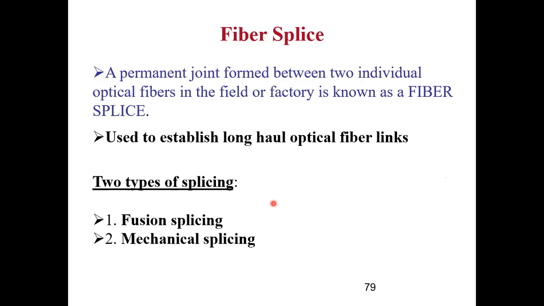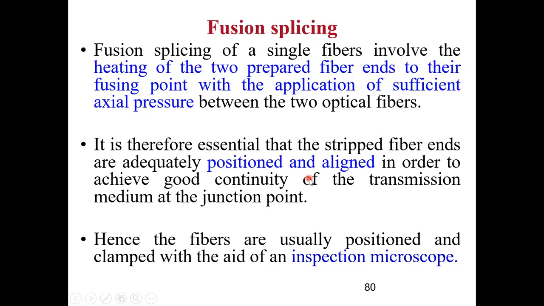So a definition: a permanent joint formed between two optical fibers, either in a field or a factory, is known as a fiber splice. It is basically used to develop a long cable, because the fiber, as I have mentioned earlier, we fabricate in lengths of 4 kilometers. So after 4 kilometers, either I use a mechanical splice or a fusion splice, or I might be using connectors at the terminating end. Splicing is categorized into two: fusion splicing and mechanical splicing.